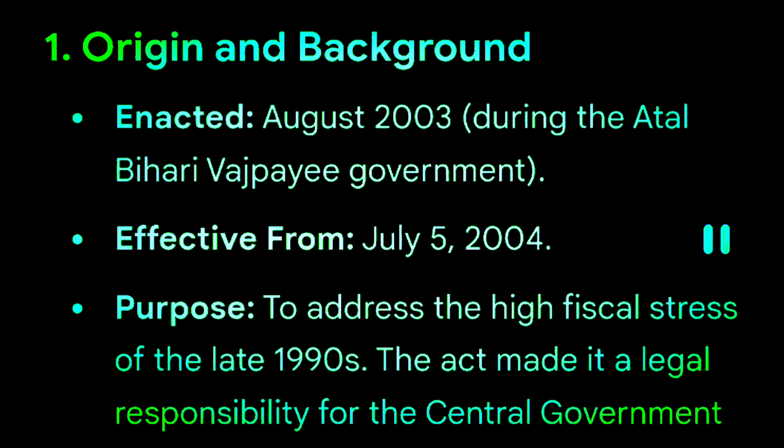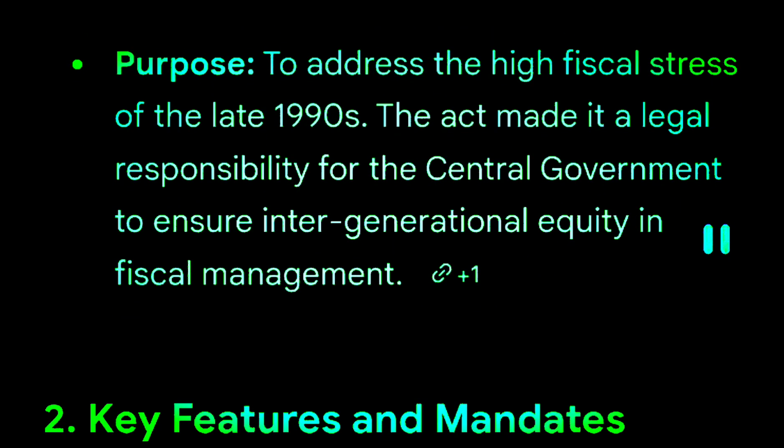1. Origin and background. Enacted August 2003 during the Atal Bihari Vajpayee government. Effective from July 5, 2004. Purpose: to address the high fiscal stress of the late 1990s. The Act made it a legal responsibility for the central government to ensure intergenerational equity in fiscal management.